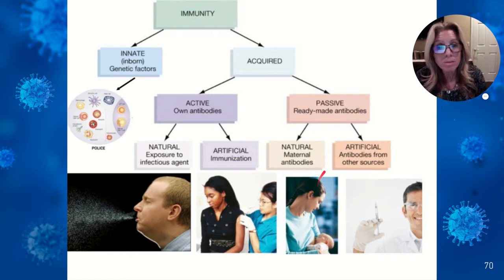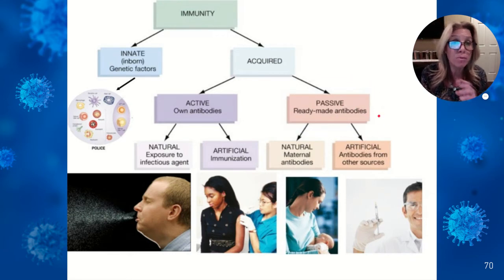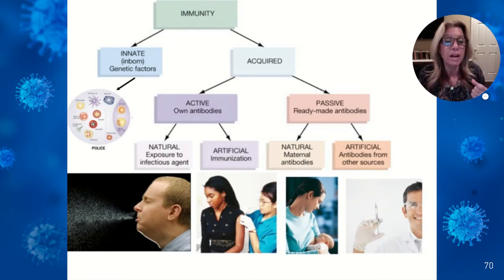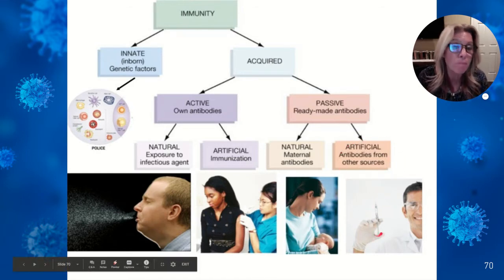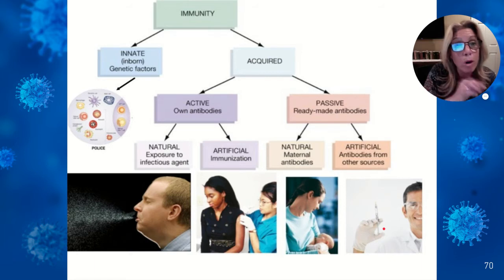Now, sometimes you need antibodies right away. You don't even have time for a vaccine against it. And it could be like if you had snake venom. You don't have time, boom, you need antibodies and you need to borrow them. That would be artificial antibodies from another source. This could be a gamma globulin shot of antibodies, which will mark all the antigens and disable them.